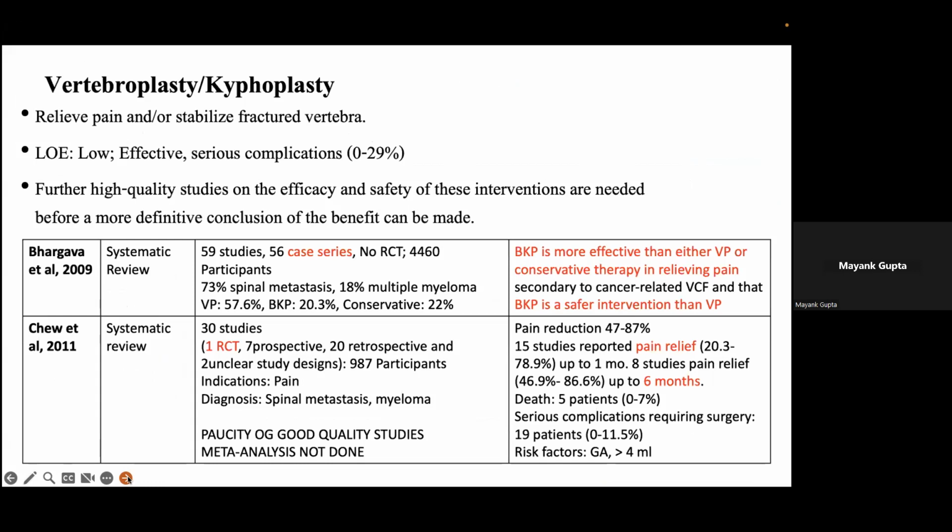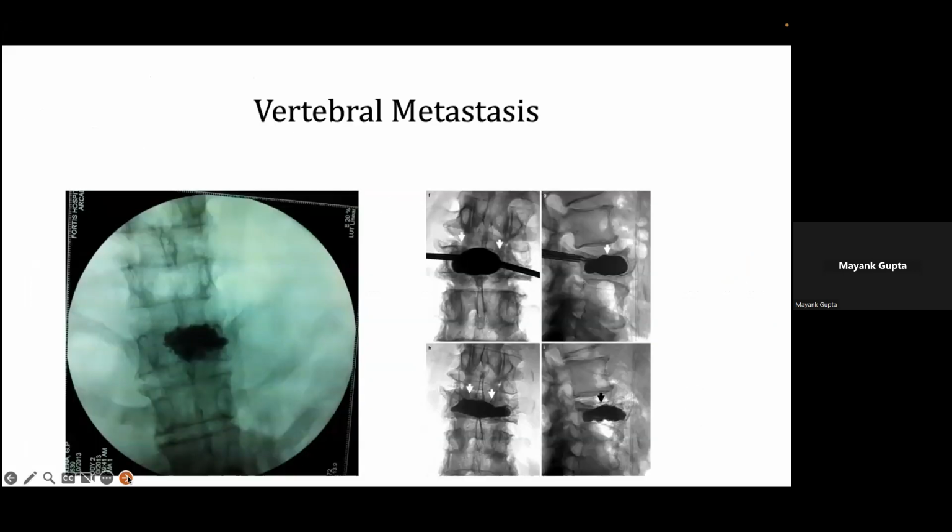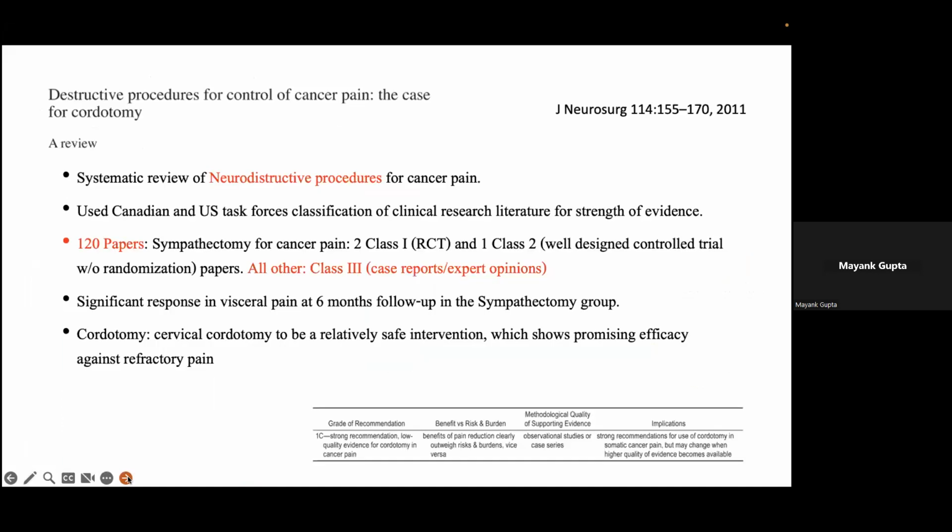Another procedure: patients who have pathological fractures of the vertebrae and severe back pain, we can go for vertebroplasty and kyphoplasty. Balloon kyphoplasty has been shown to be more effective than vertebroplasty in relieving the pain, and it can be done at multiple levels. And then as for the neurodestructive procedures, again, I do not have any experience with them. I think the UK is the country where they are done the most.